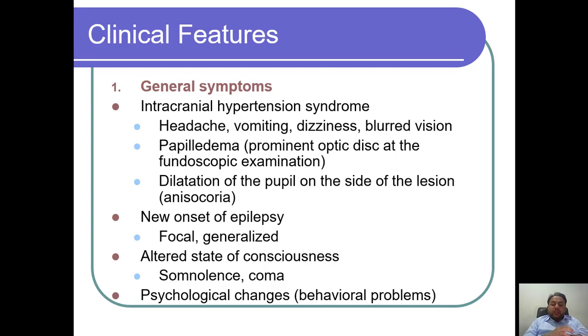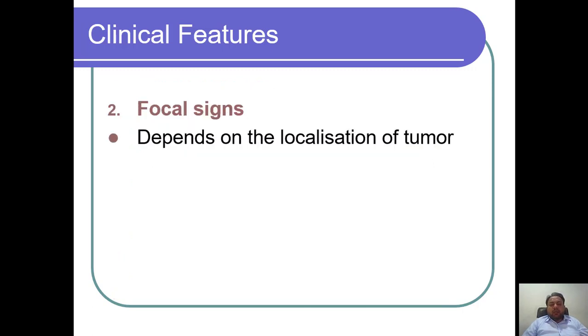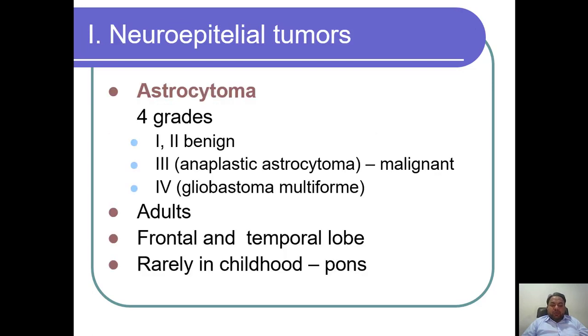Altered state of consciousness, varying from somnolence, increased sleep, to frank coma. Psychological or behavioral changes is a common presentation of brain tumors. And then the focal signs, depending on the localization of the tumor. For example, if there is a tumor on the right motor cortex of the brain, there will be weakness of the left side of the body. This is an example of focal signs due to the brain tumor.